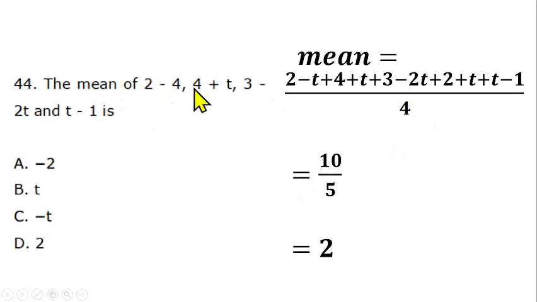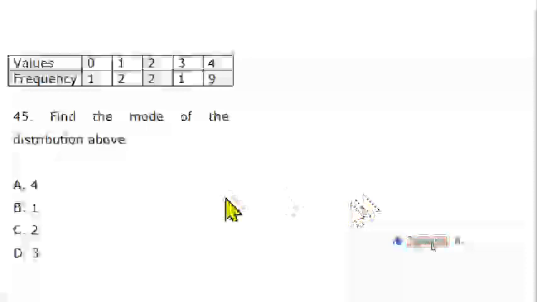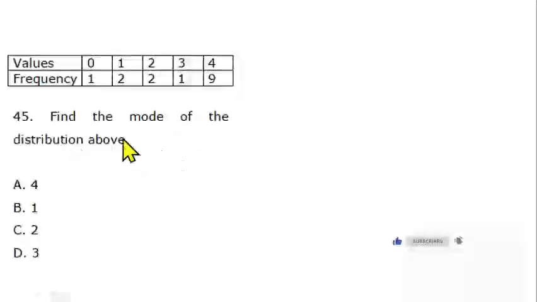So there's a typographical error here, which is 2 minus t, not 2 minus 4, and there's another value that is missing, which is 2 plus t. So this is over 5, not over 4. So the answer is 2, which is D. Question number 45 is from statistics as well.